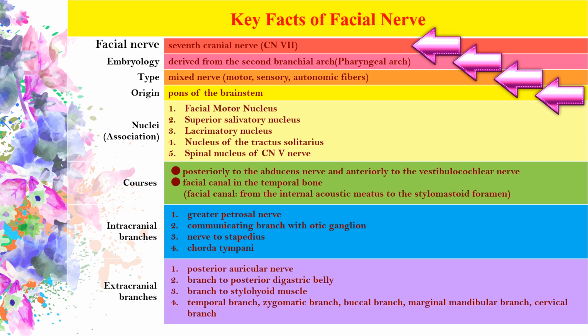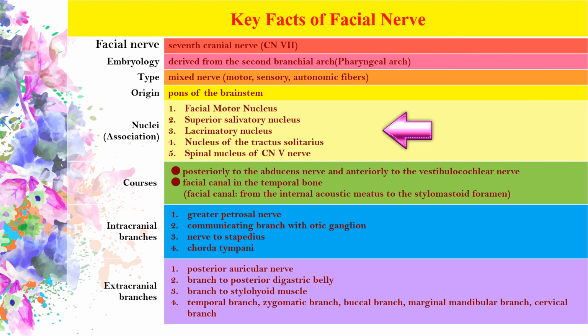Let me introduce a brief profile of the facial nerve. The facial nerve, also known as the seventh cranial nerve, originates from the second pharyngeal arch and arises from the pons. This nerve bundle contains motor, sensory, and autonomic fibers, making it a mixed nerve.